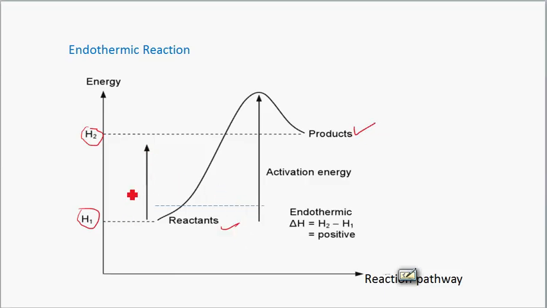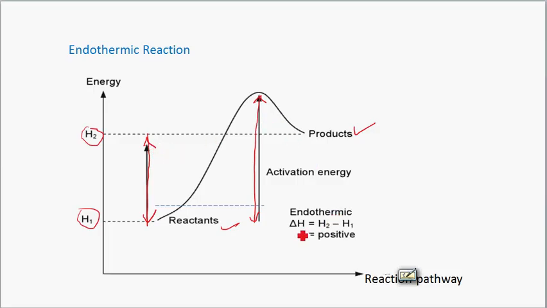Now, the activation energy is the difference between your reactants and your highest point on your graph. So this line here represents your activation energy for this endothermic reaction, and the difference between your product and your reactant, that is this distance here, is what we call the enthalpy change, right?